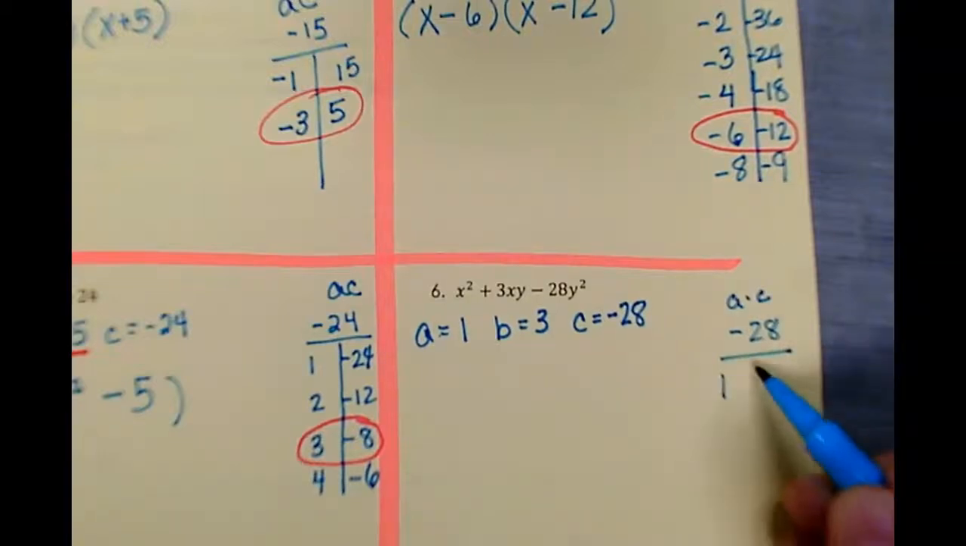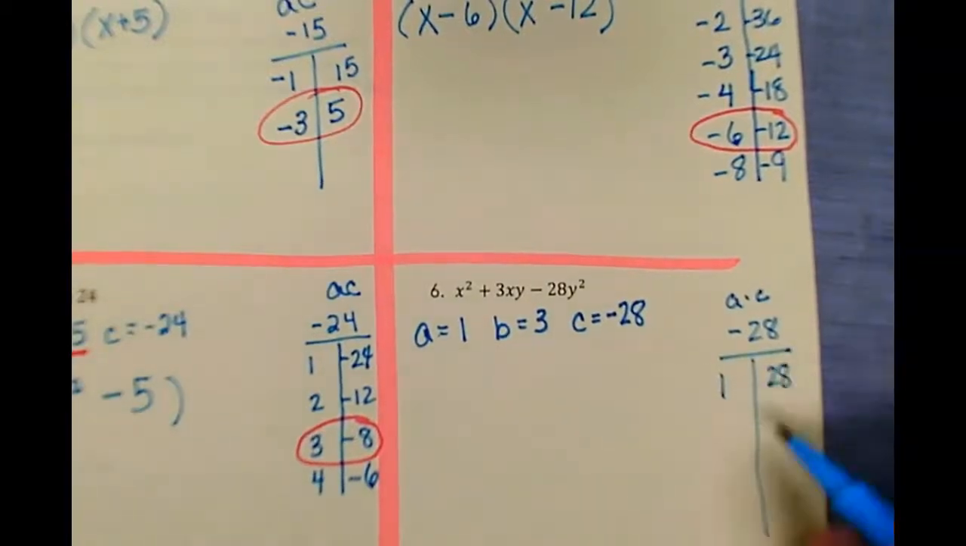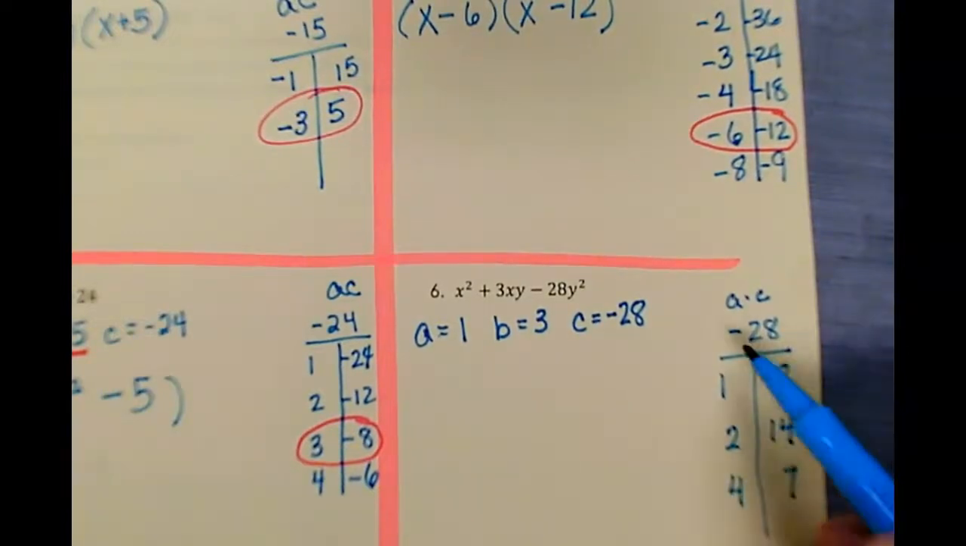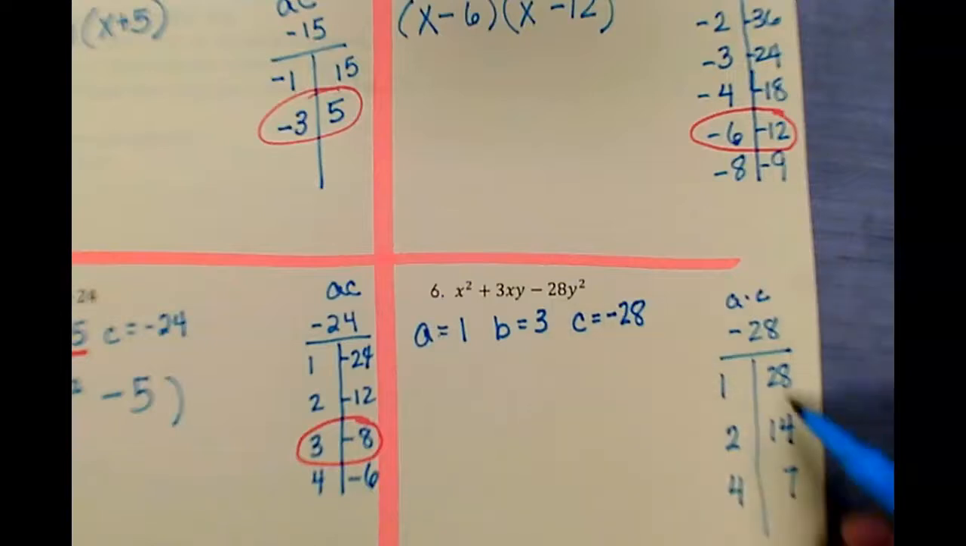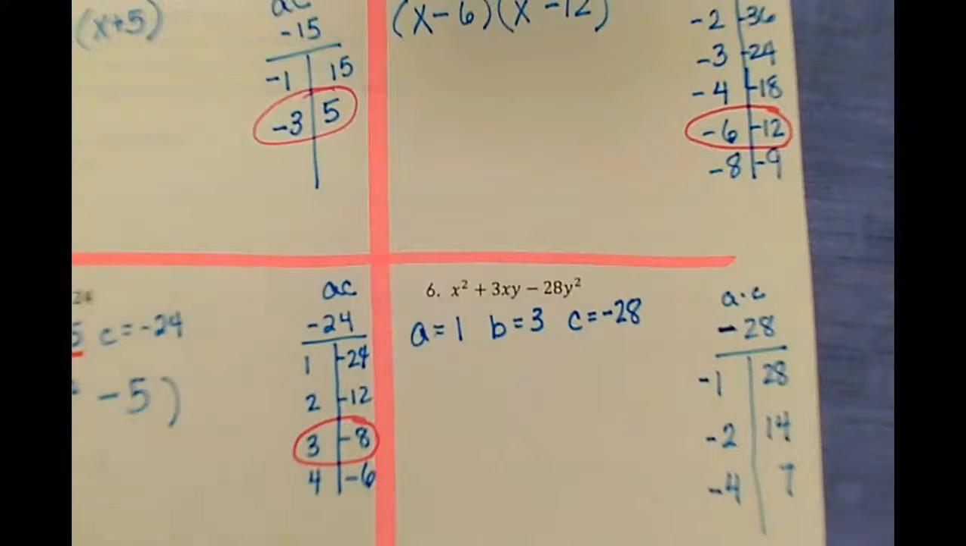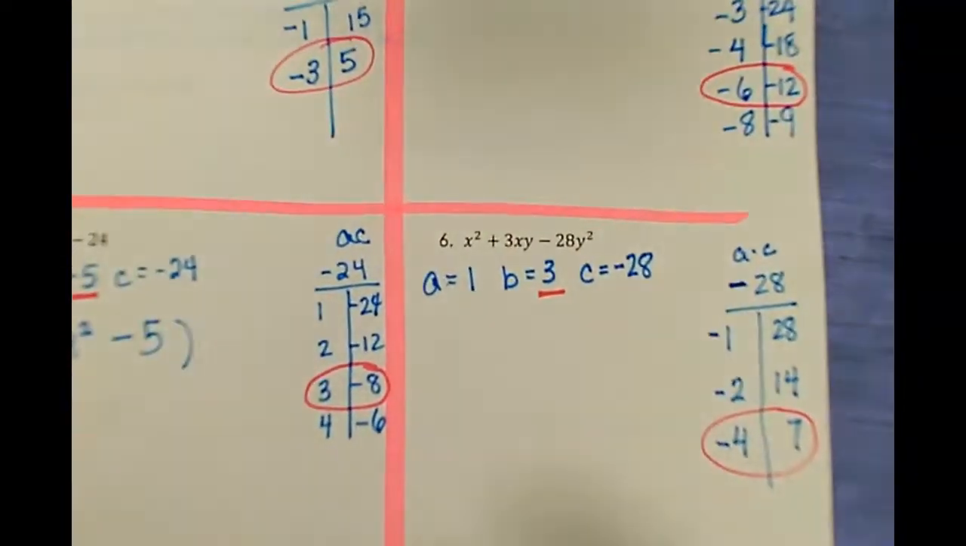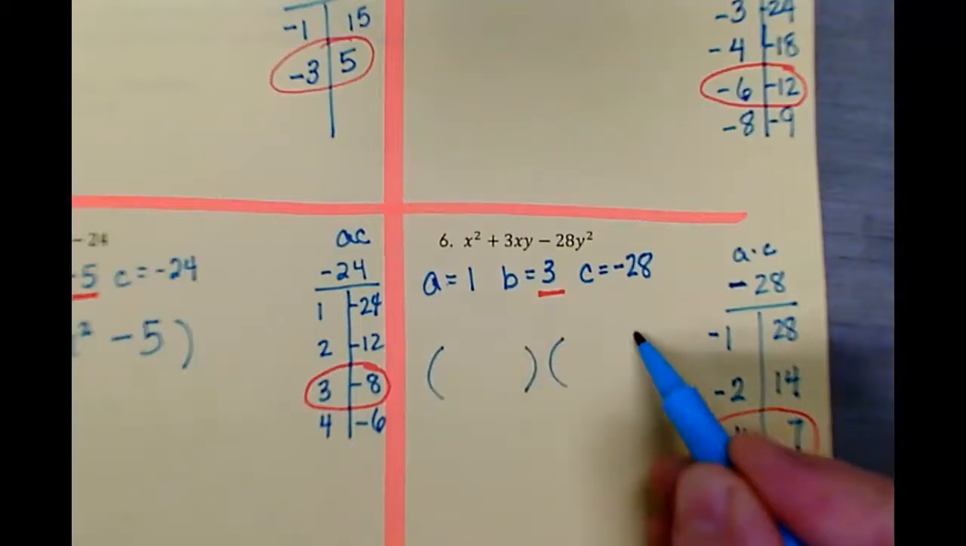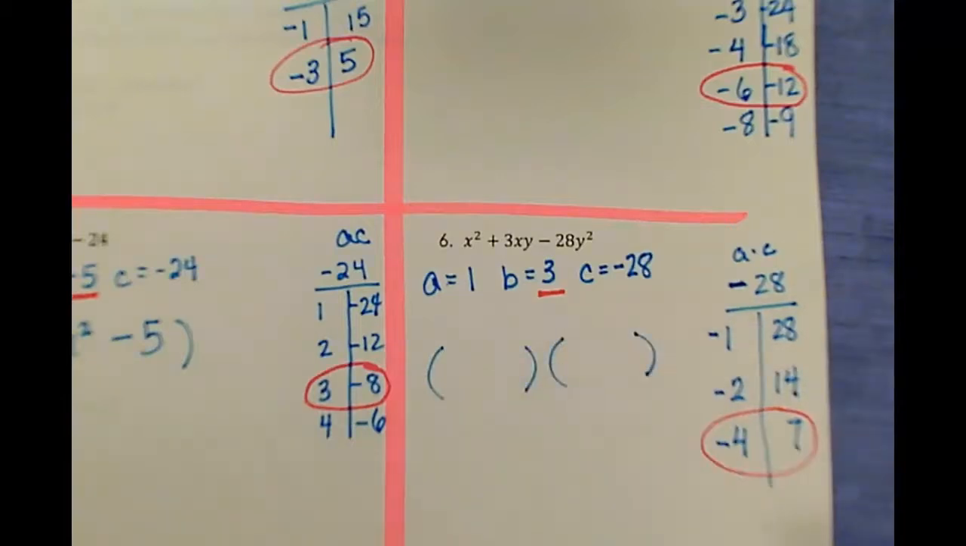The factors of 28 are 1 and 28, 2 times 14, 4 times 7. Since this is positive, the bigger number has to be positive, and since this is negative, I've got to have a negative in there somewhere. Is there a pair of numbers that can add up to equal 3? There it is. That's going to be my numbers.